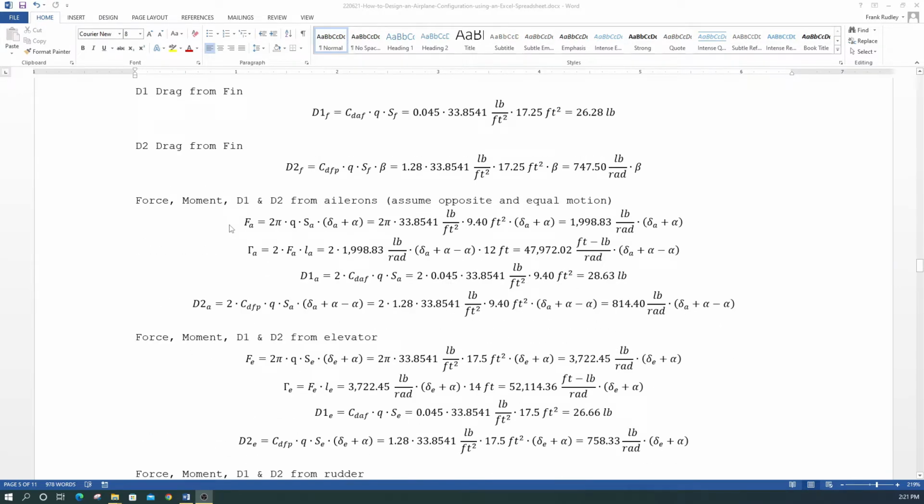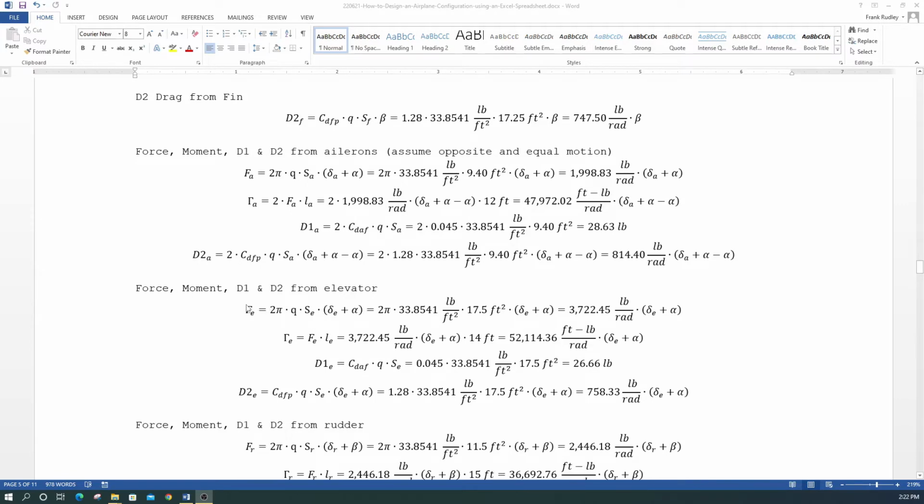So now we're going to figure out our force, moment, D1 and D2 from the ailerons. We're assuming equal and opposite motion from the ailerons. So this would be the force for one aileron, which is a function of the aileron angular motion plus the angle of attack. We're assuming the angle of attack part of the torque cancels out, because there are 2 of them, one on each side, working the opposite way. So this is the torque from the aileron, and this would be our drag. We have 2 of them, our D1 drag. It comes to some small 28 pounds, our fixed drag, and this is our movable drag. And likewise, the angle of attack cancels. It's just the drag as a function of the deflection of the aileron.